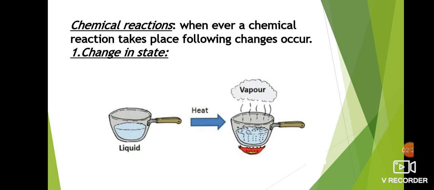In this figure, one container contains liquid and another one is on the right hand side. The liquid becomes vapors. On heating, liquid changes its state and converts to vapor due to reaction within the particles caused by heat. This is change in state. First, it is in liquid state and applying heat to this liquid, it becomes vapor. Means change in state. Liquids change into vapors.